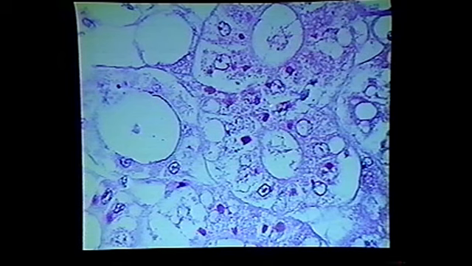Nice eosinophilic inclusions in the epithelium of the renal tubules, in the cytoplasm of hepatocytes, more in the renal tubules.